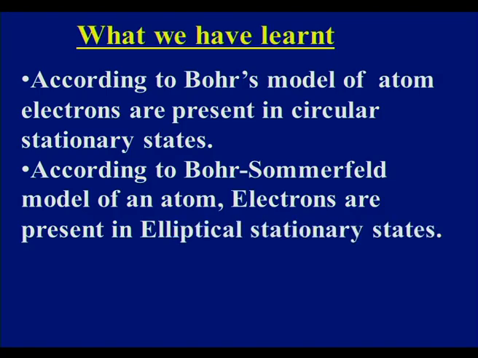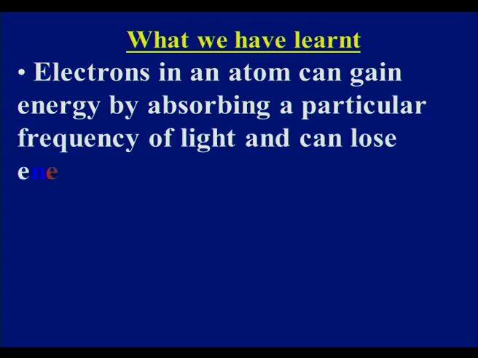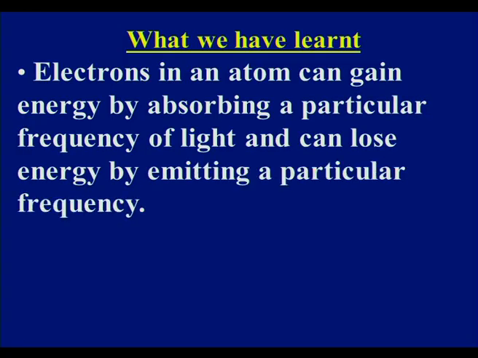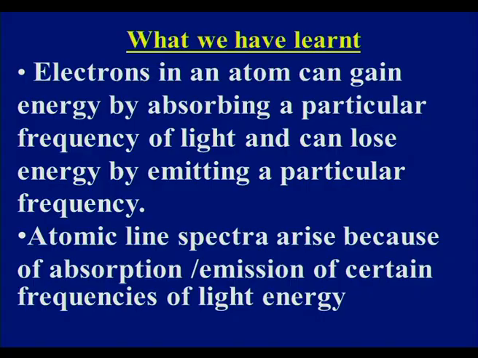And we also studied that an electron in an atom can gain energy by absorbing a particular frequency of light and can lose energy by emitting a particular frequency of light. Atomic line spectra arise because of absorption or emission of certain frequencies of light energy. It means the spectrum formed for any element is formed due to the emission of light or due to the absorption of light.